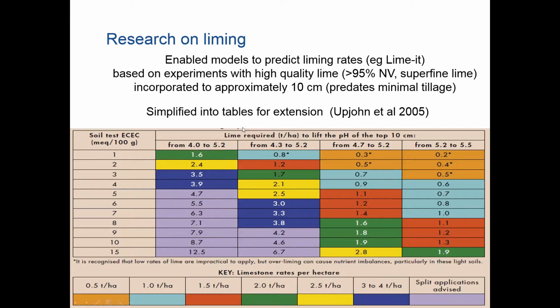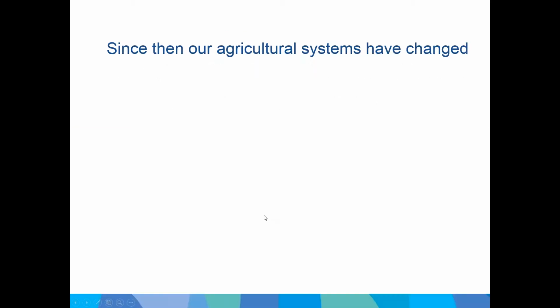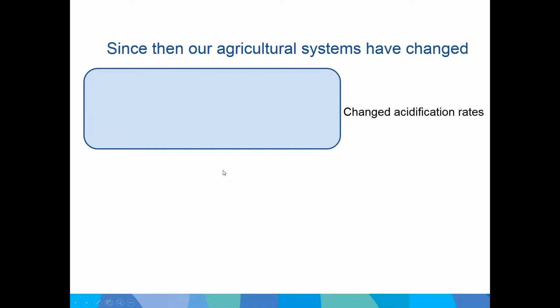Just going back, highlighting, incorporation, 10 centimeters superfine lime. Okay, so that's the practice. The problem is, since then, our agricultural systems have changed, and they've changed by changing the acidification rate.